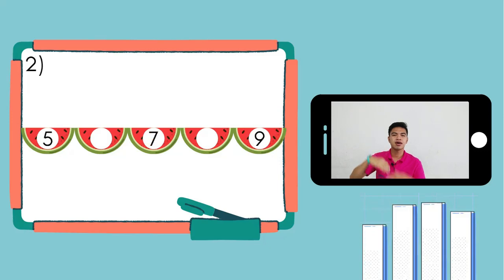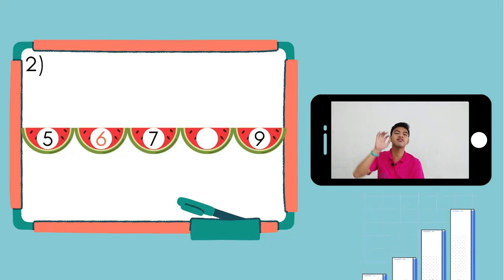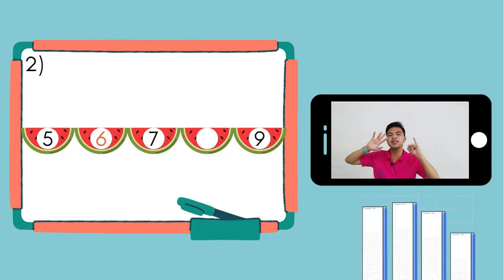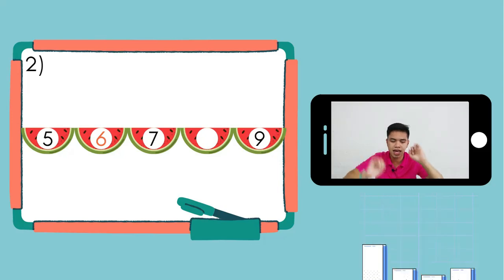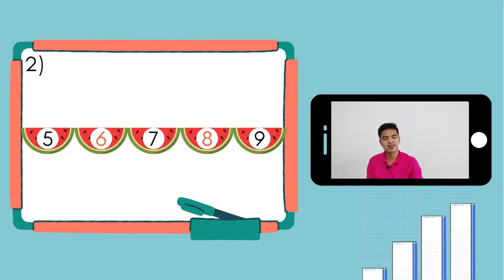We have 5, blank, and then 7, and then blank, and then 9. So what do you think are the missing numbers? Very good. The first missing number is 6, because after 5, when we add 1, it will be 6. Okay, so we're going to write 6 and then 7. 7 is already given. So which is the next number? Good job. It will be 8. So we're going to write 8 on it. It's kind of easy, right? Very good, kids.